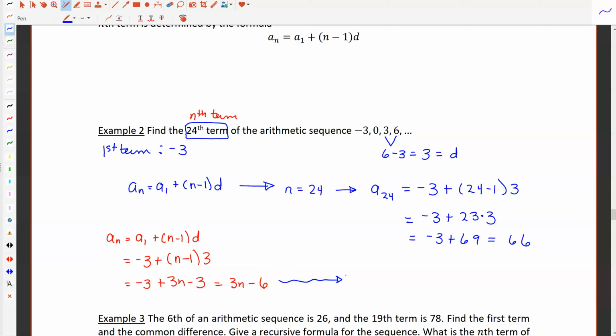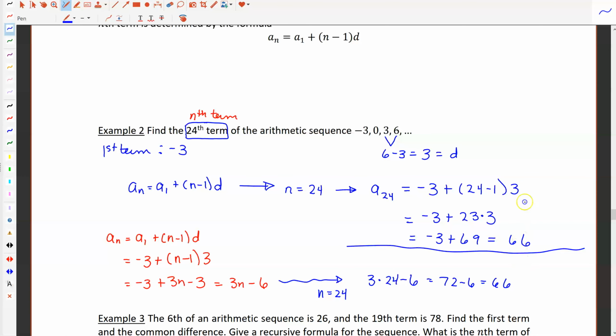I can use this formula to find that 24th term if I wanted, which is just another way to answer this question. If I had found this first, I would do 3 times 24 minus 6, which is 72 minus 6. I still get that the 24th term of the sequence is 66. Just a slightly different way of getting there.